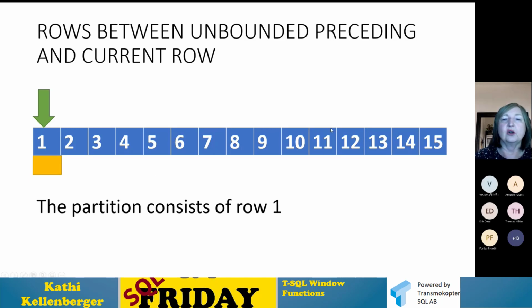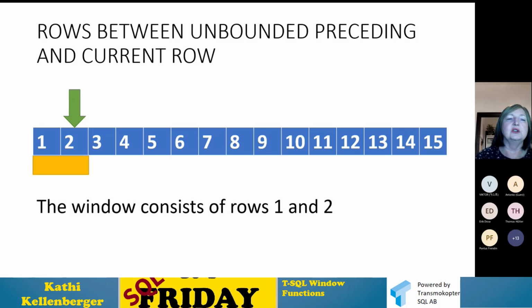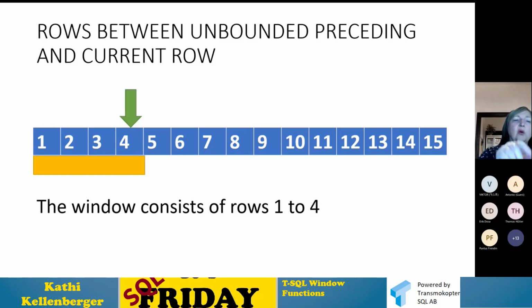So here's my set of results. If I'm using this frame and I'm doing my calculation on row 1, my frame, I should probably change that to frame, not partition, consists of row 1. When I'm on row 2, it's rows 1 and 2. So if I'm doing a running total, just think about that. I need both of these values. So as I go through the calculations, the frame just keeps growing. And every row has its own set of rows that it is performing the calculation on.